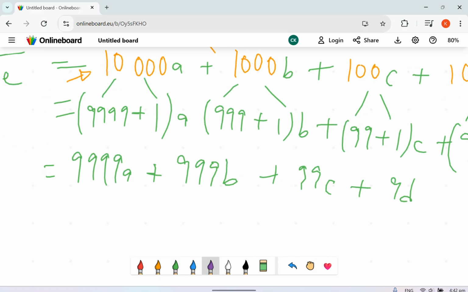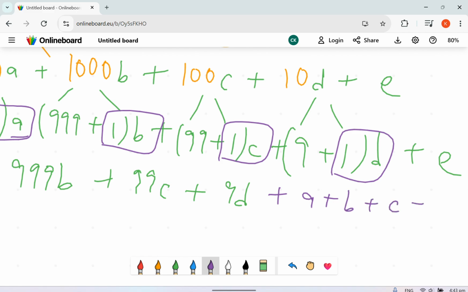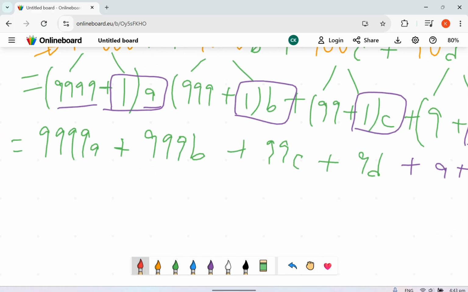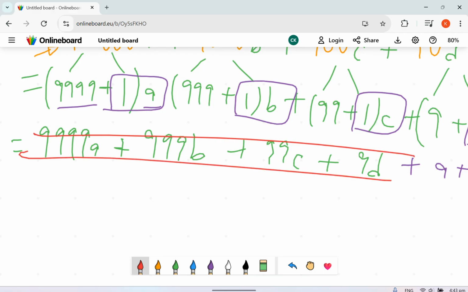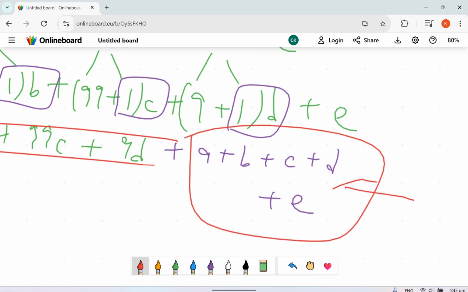Now we are left with something. We expanded these two, and now we're left with this, which is all just A, B, C, D. So, A plus B plus C plus D, and of course the E. Now, these are definitely all divisible by 3, so don't look at them. We only have to look at this. If this is divisible by 3, then everything is divisible by 3.